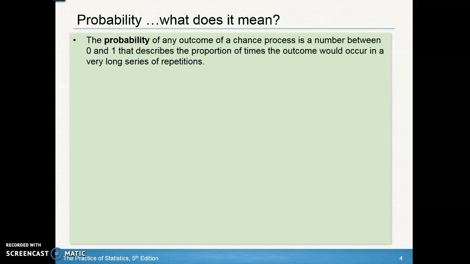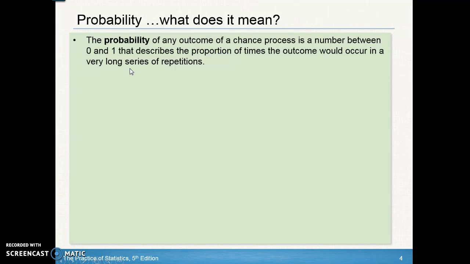All right, so probability, what exactly does probability mean? This is just a very brief introduction. We'll take a look at this more in later sections. The probability of any outcome of a chance process is a number between 0 and 1. It describes the proportion of times the outcome would occur in a very long series of repetitions.